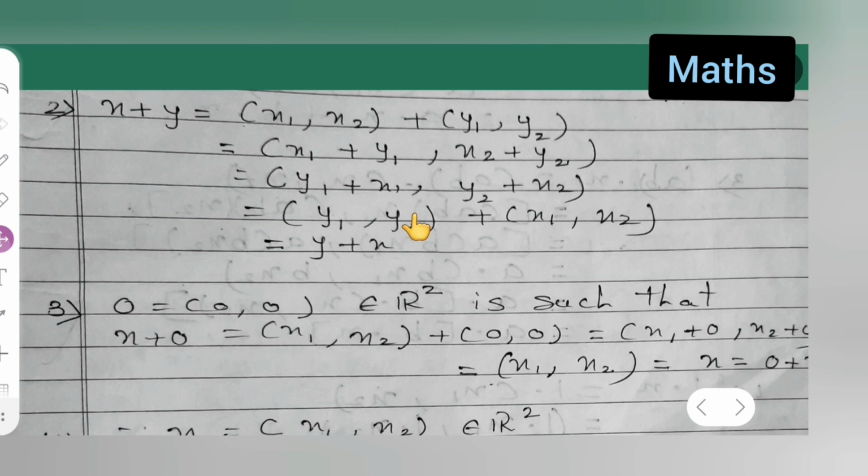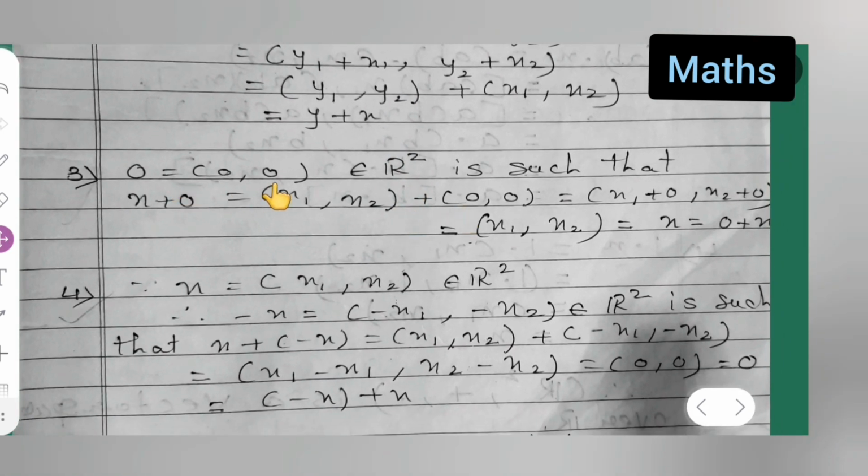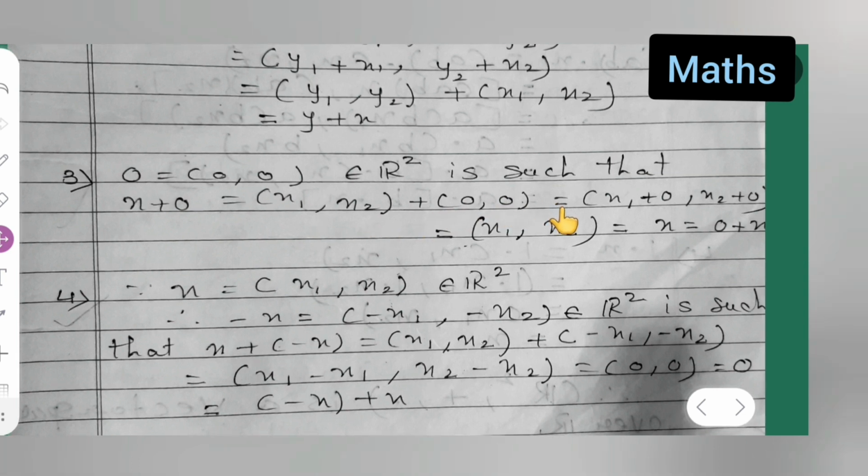Next, moving further, let us see the next property, that is 0, which is equal to 0 comma 0, belongs to R2 such that x plus 0 is equal to x1 comma x2 plus 0 comma 0. Now how we are going to do this is x1 plus 0 comma x2 plus 0 over here. Now this is equal to what? Here what will remain is x1 comma x2, which is nothing but x, and this is equal to 0 plus x. Now this property is also satisfied.